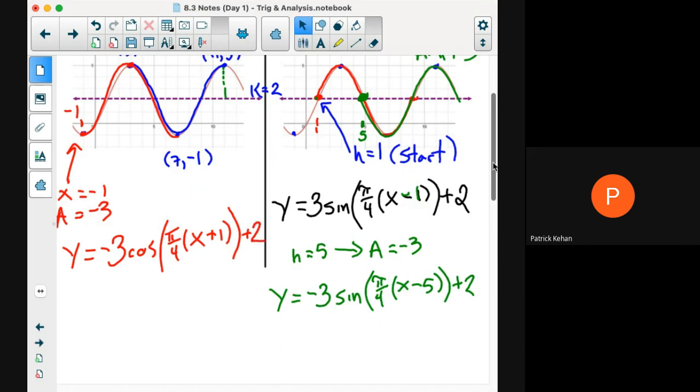This is another version. We could do this over and over again, depending on where we choose our h value to start and whether the graph is in the standard position or reflected when A is negative. That is just another set of examples of how to write these functions.